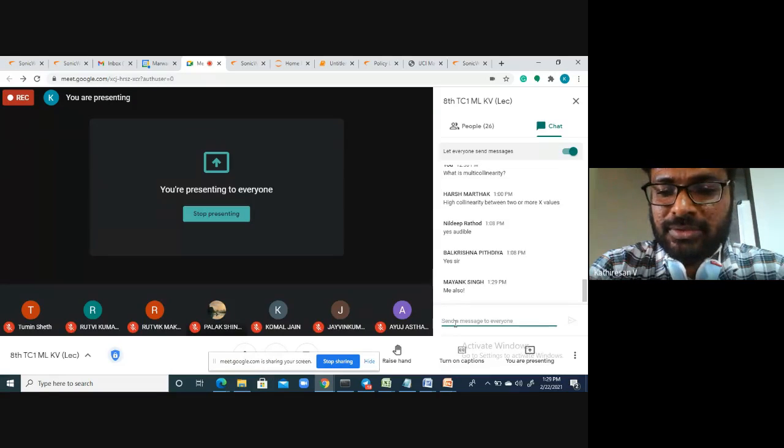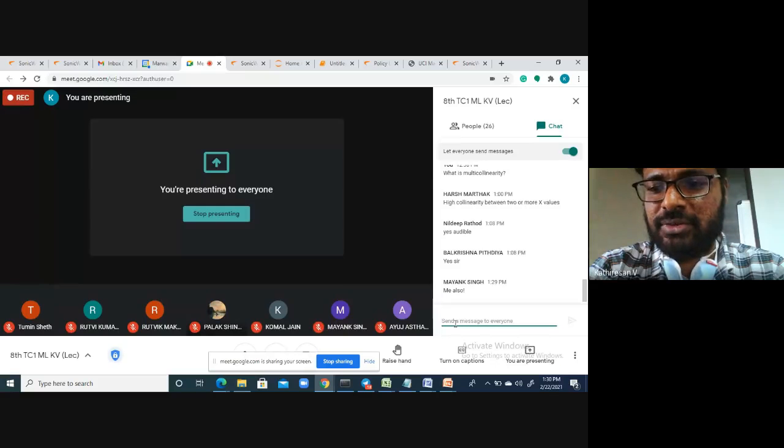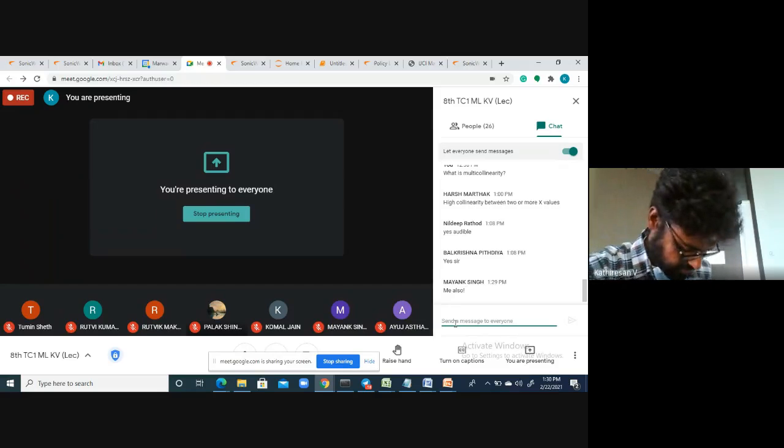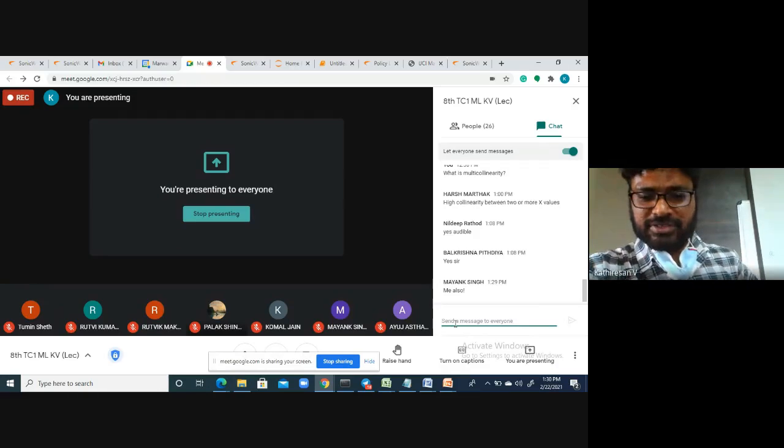Actually, in Coimbatore, there is one college. I don't know how many of you have heard about it. From that college, a few students are working in Google. That is not an IIT or IIM kind of college, only a normal engineering college. So you all have the feasibility.